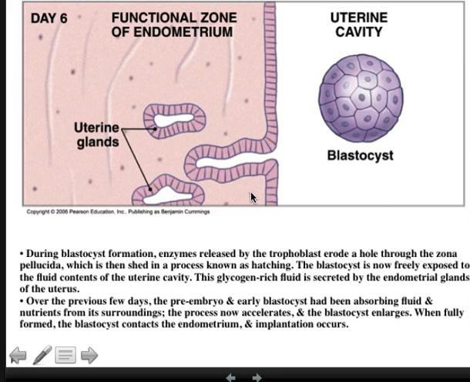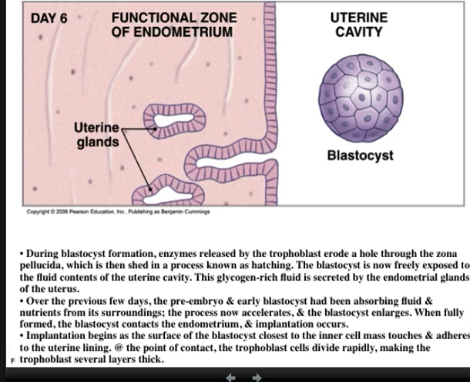Over the previous few days, the pre-embryo and the early blastocyst had been absorbing fluid nutrients from the surroundings, and this process now speeds up and the blastocyst gets bigger. When fully formed, the blastocyst contacts the endometrium and it implants.